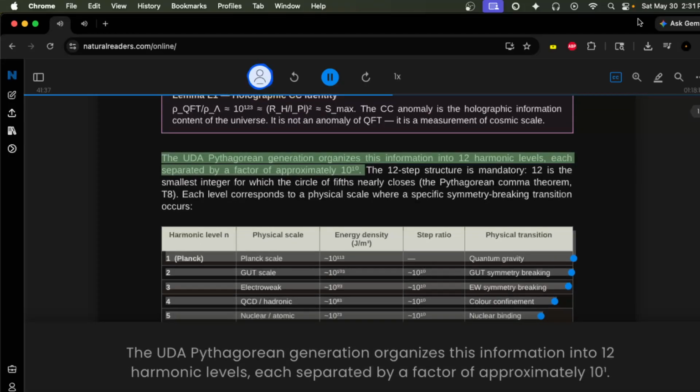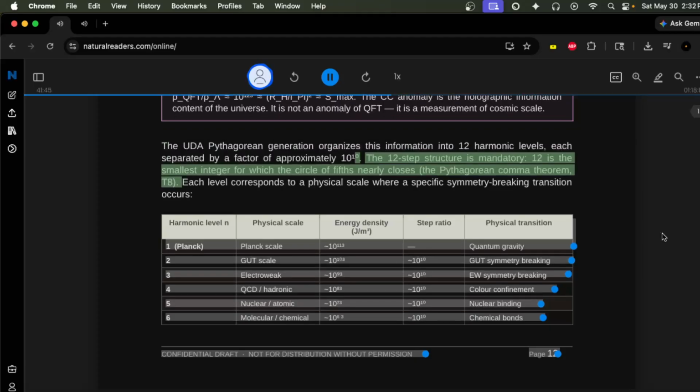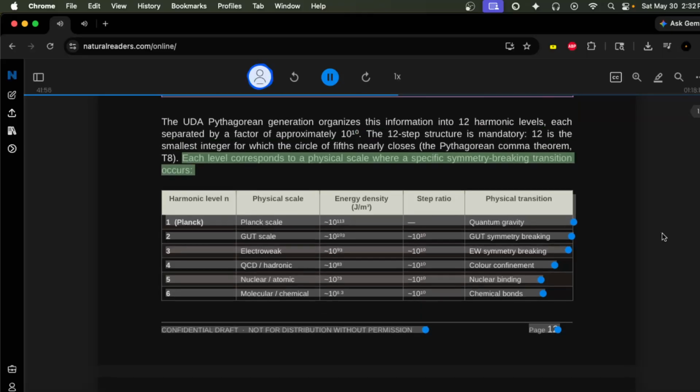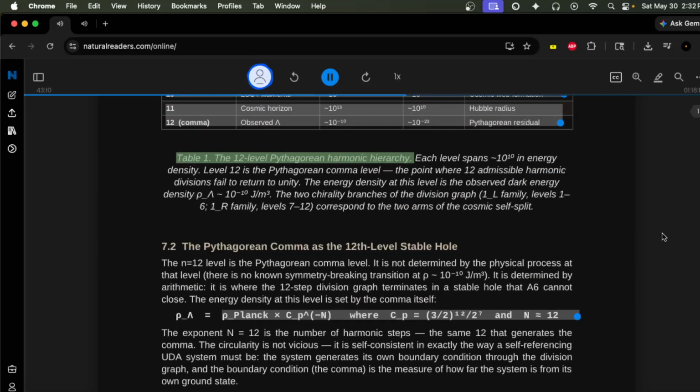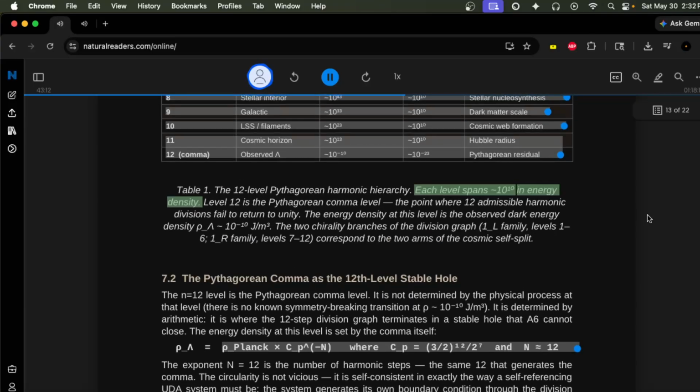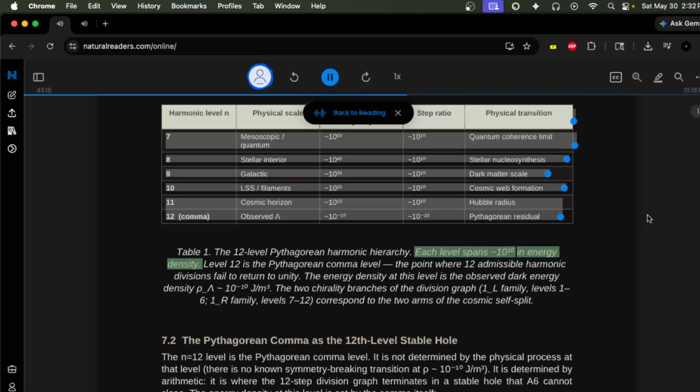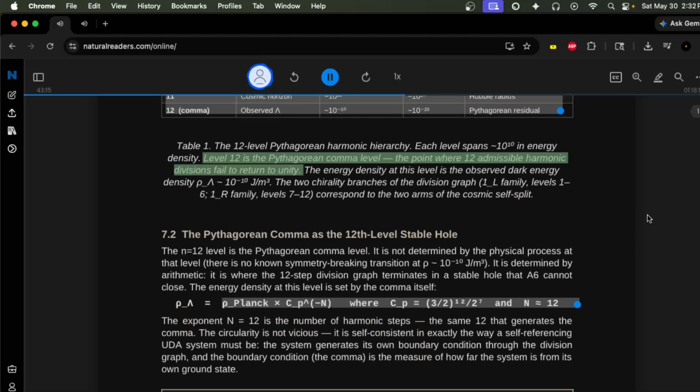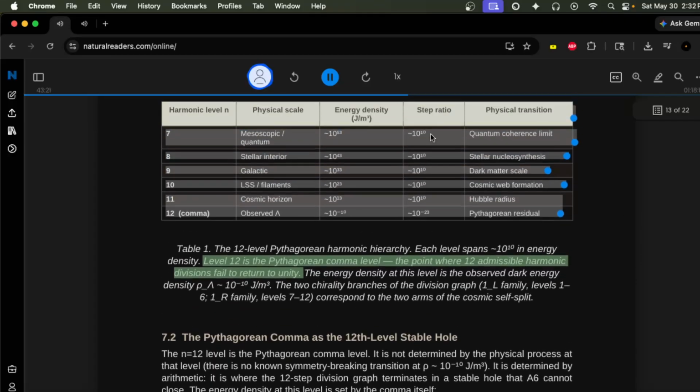The UDA Pythagorean generation organizes this information into 12 harmonic levels, each separated by a factor of approximately 10 to the power of 1. The 12-step structure is mandatory. 12 is the smallest integer for which the circle of fifths nearly closes. Each level corresponds to a physical scale where a specific symmetry breaking transition occurs. Table 1. The 12-level Pythagorean harmonic hierarchy. Each level spans approximately 10 to the power of 1 in energy density. Level 12 is the Pythagorean comma level, the point where 12 admissible harmonic divisions fail to return to unity.